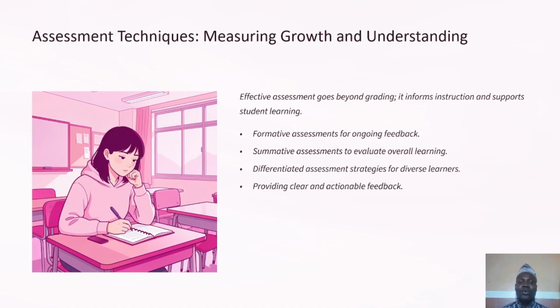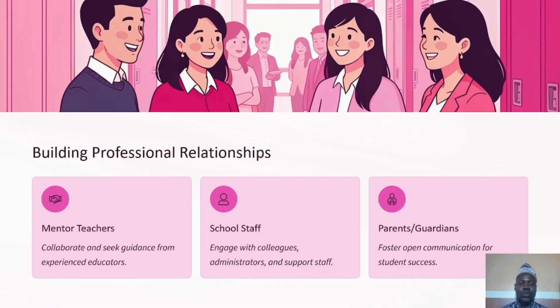Then you have to measure your own growth as well as the learner's growth. What I mean is that from the feedback that you get from your cooperating teacher, you must be able to get formative assessment that's ongoing. What are you improving on? What are the learners improving on? Summative assessment to evaluate your overall learning. Differentiated assessment strategy for diverse learners and providing learners clear and actionable feedback is both ways. And the teaching practice exercise requires you to build professional relationships.